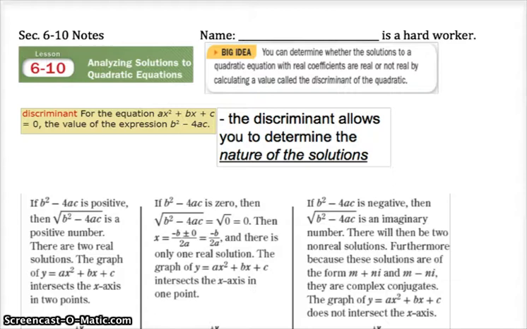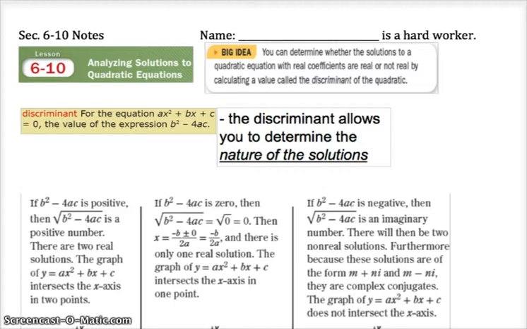Welcome everybody. Today's lesson is about analyzing the solutions to quadratic equations. To do this, we're going to use something called the discriminant. Using the discriminant allows you to determine the nature or how many solutions a quadratic has. When using the discriminant, there are three possible outcomes.